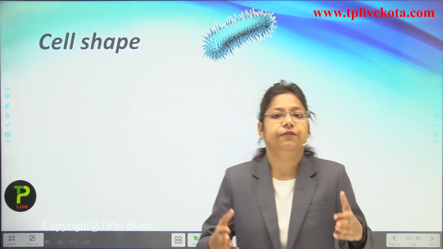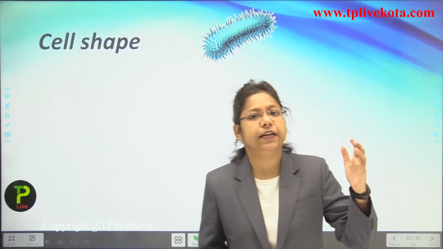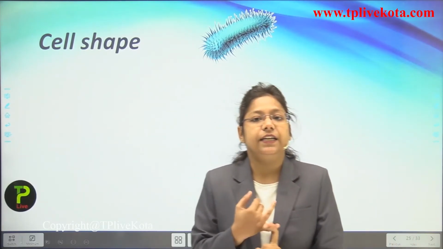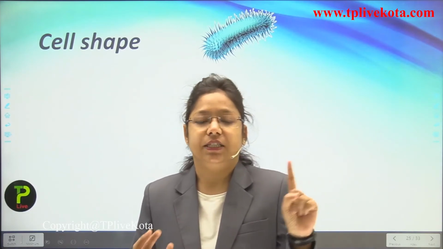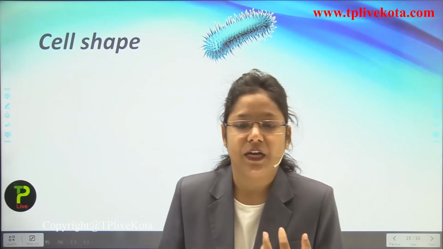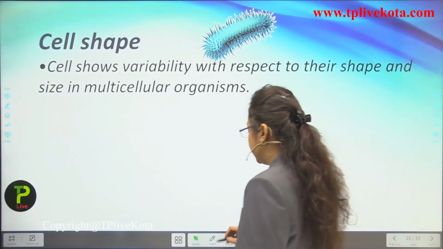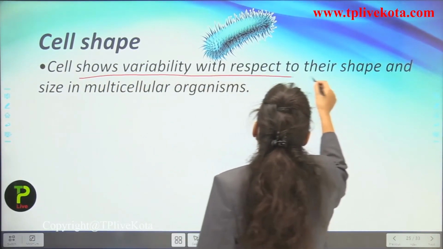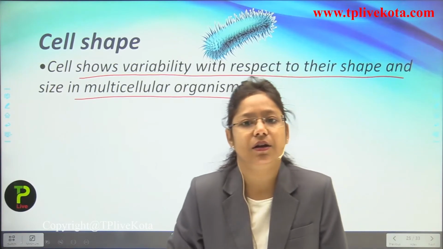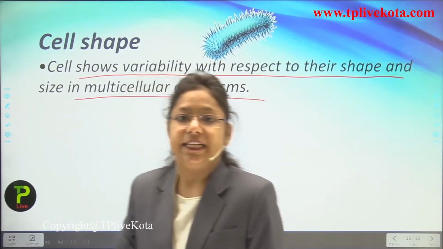So you should be aware, and I will make you aware in this cell shape part, that your body can contain different types of cell shapes, like flattened cells, columnar, spindle-shaped, discoidal, spherical, and many more shapes we are going to discover in this part. So we are going to study cell shape. Cells show variability with respect to shape and size in multicellular organisms. So in multicellular organisms, students, the cells show variability with respect to both size and shape.